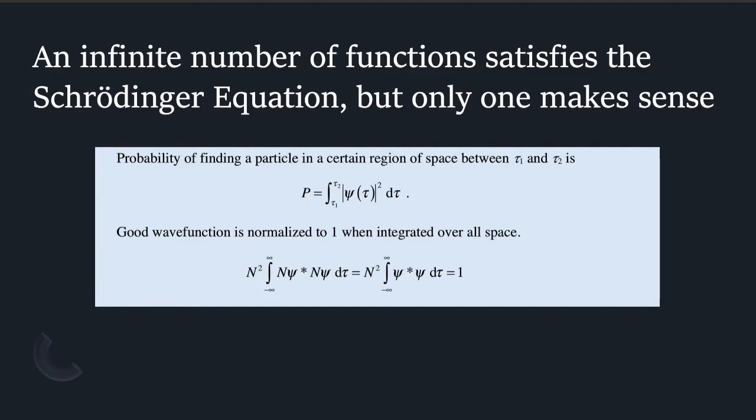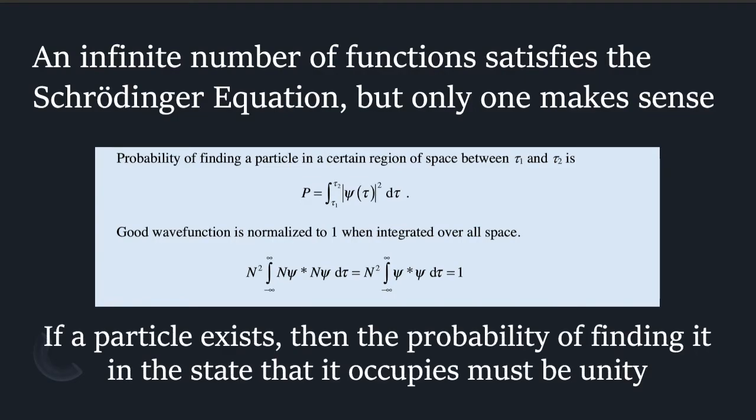Now, a good wave function is normalized to 1. That means if we integrate over all space, this integral must be equal to 1. Why is that important? Because if a particle exists, then the probability of finding it in the state that it occupies must be unity, equal to 1. And that allows us, by setting the value of the constant out here, to choose the right wave function that solves the Schrödinger equation and also makes physical sense.